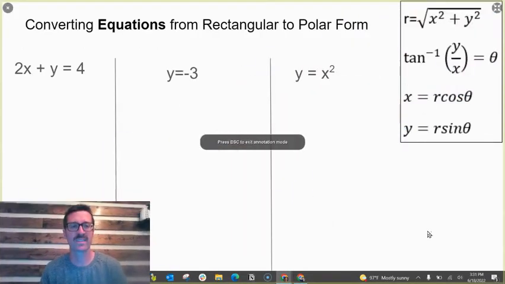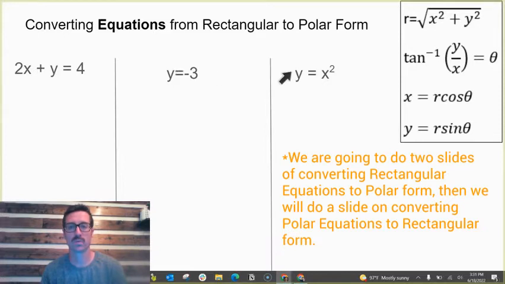We're going to start with some of these rectangular equations. These are equations in the form of x and y, and we're going to convert them to polar form, which would be in terms of r and theta. So if I start with this first one, we have 2x plus y equals 4. We have this linear equation.